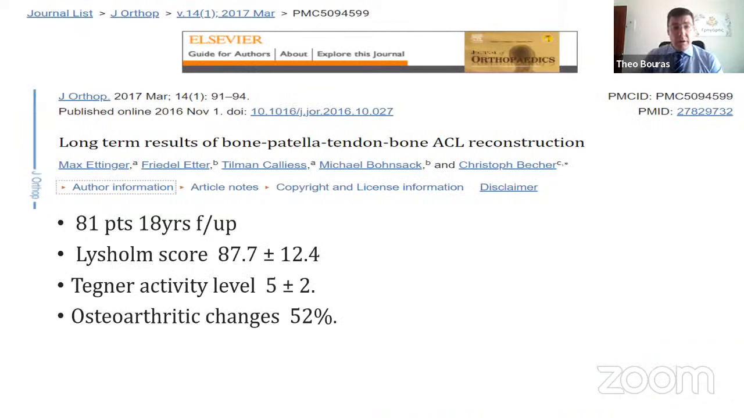Moving into the literature for BTB, we see this study with a very long follow-up, 18 years. They studied 81 patients with very good functional outcome results in Lysholm and Tegner scores, but with lots of osteoarthritic changes, over 50% of their cases. We have to say for this study that their initial cohort started with over 300 patients. They ended up at 18 years doing a final follow-up of 81 patients, and they never reported their failure rate in terms of revision.